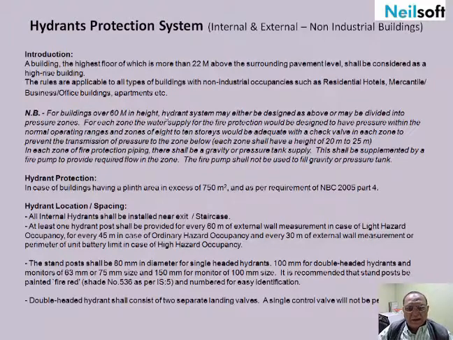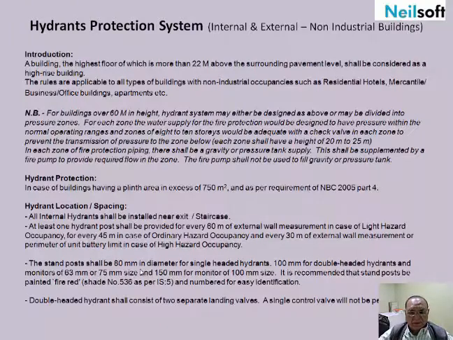For buildings over 60 meters in height, the hydrant system may either be designed as above or may be divided into pressure zones. In this regard, there are certain amendments coming, and when we come to the design of those things, we will discuss it in the advanced firefighting system design. And a building having a plinth area exceeding 750 square meters must be provided with external hydrants. The hydrant's location and spacing should be near the exit. For the light hazard, 60 meter spacing, for ordinary 45, and for the high hazard occupancy 30 meters.